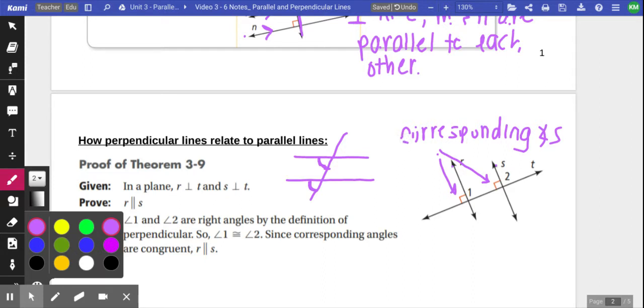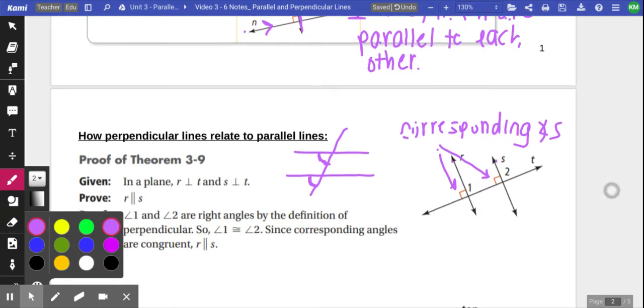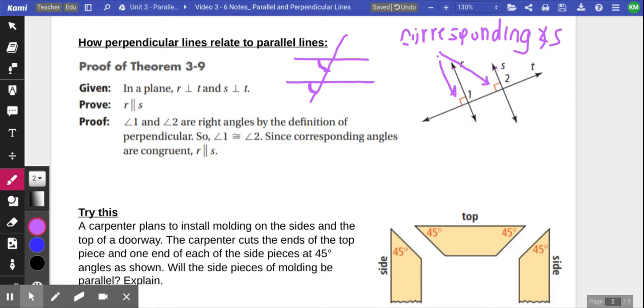And are they equal? Well, yeah, because both these angles are 90 degrees. So we know all right angles are congruent. Since all right angles are congruent, we know the corresponding angles are congruent. And if the corresponding angles are congruent, then the lines must be parallel. So let's write that down.